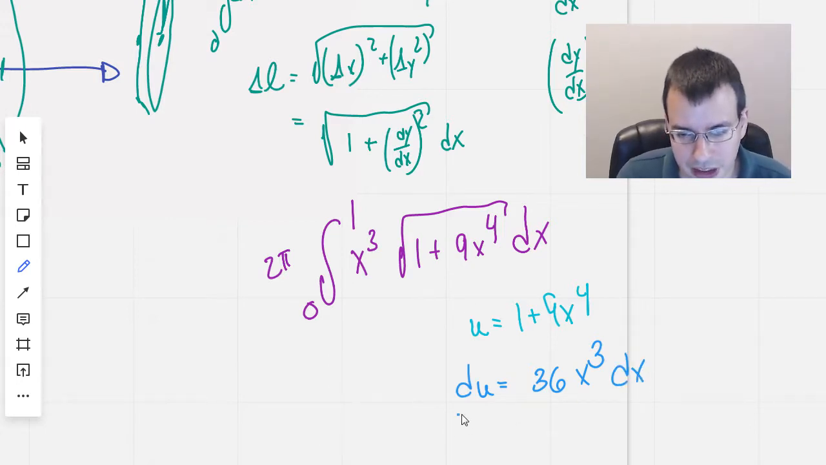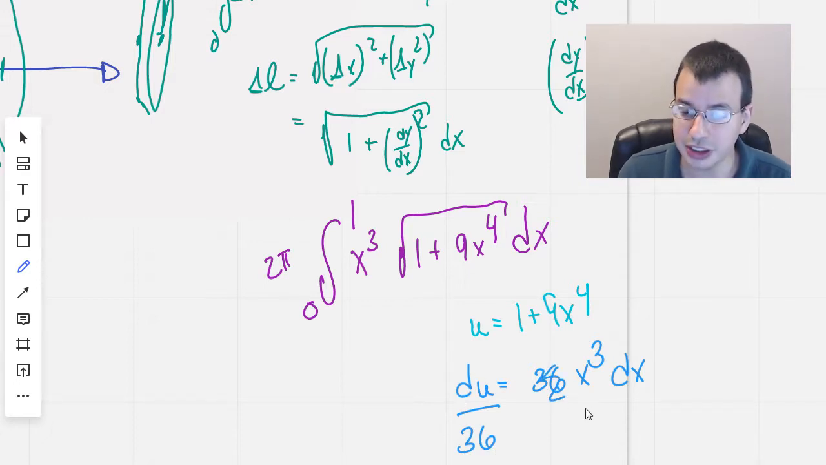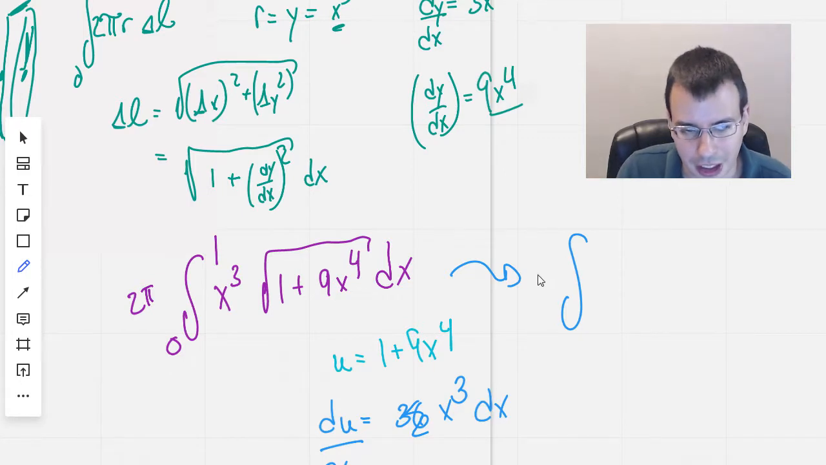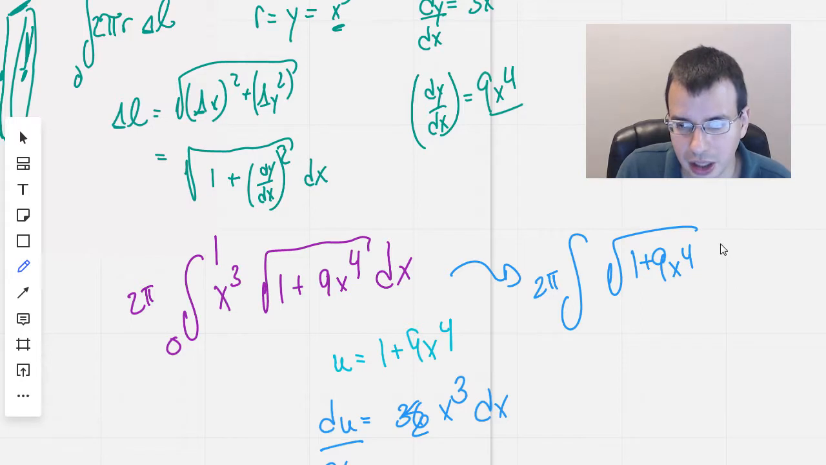And so then du over 36 is x cubed dx. This gets rewritten. I'm going to leave the limits of integration off because I don't want to do the whole transform limits of integration thing. So we have 2 pi, we have 1 plus 9x to the 4th, square rooted.